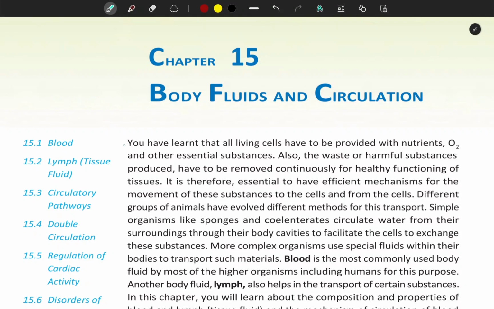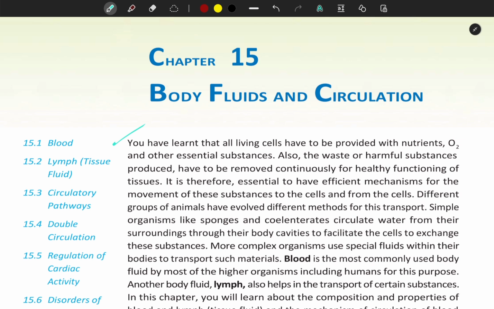Chapter 15, Body Fluids and Circulation. You have learnt that all living cells have to be provided with nutrients, O2 and other essential substances. Also, the waste or harmful substances produced have to be removed continuously for healthy functioning of tissues.